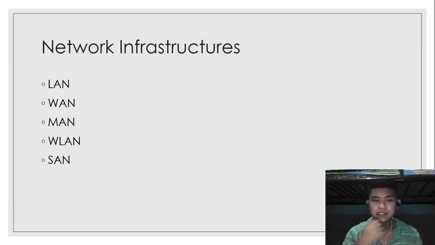And next is the WLAN, or wireless local area network. It is similar to a local area network, but wirelessly interconnects users and endpoints in a small geographical area, like wireless Wi-Fi. And lastly is the SAN, or storage area network, a network infrastructure that is designed to support file servers and provide data storage, retrieval, and replication. An example of that is cloud storage, Google Drive, and other types of wireless storage.